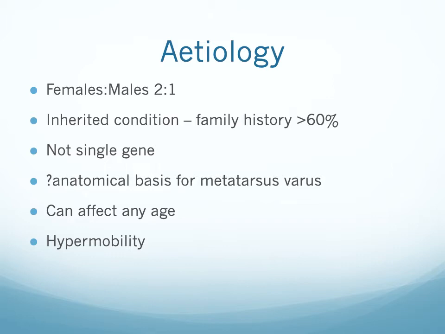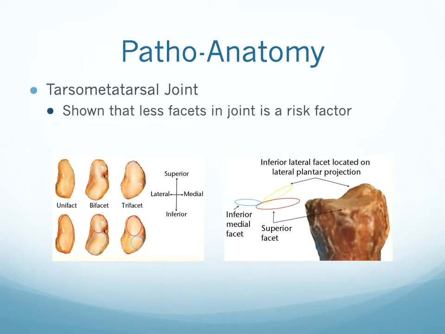It affects any age, although in children there may be different means of the hallux valgus occurring, and it's often associated with hypermobility of the TMT joint, which is again possibly related to its anatomy. Let's have a look at this. If we look at the tarsal-metatarsal joint of the first ray, in patients who've got one or two facets, they're much more likely to develop hallux valgus because of relative instability, but those with three facets are much less likely to develop hallux valgus.